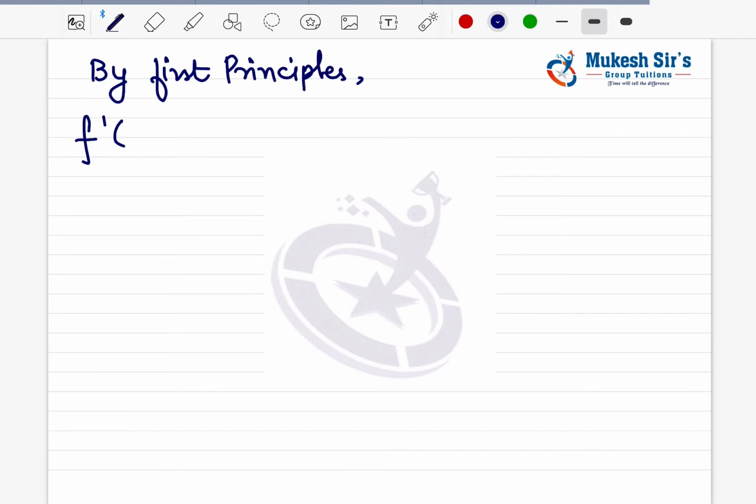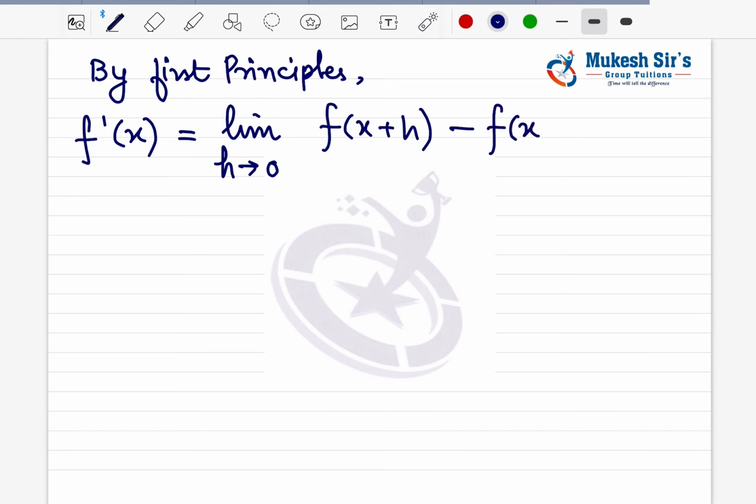The formula is f dash x is equal to limit h tends to 0. x नहीं आएगा, यहाँ पे h आएगा. f of x plus h minus f of x the whole divided by h. तो values यहाँ पे substitute कर दो. Limit h tends to 0.